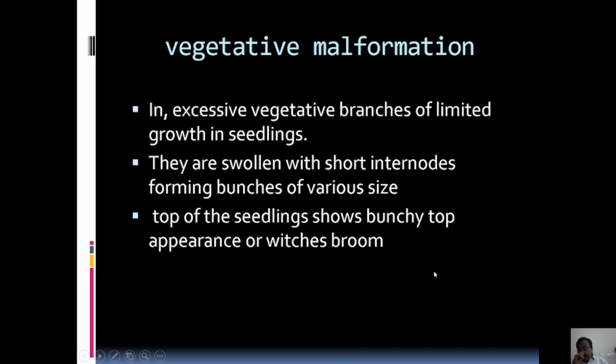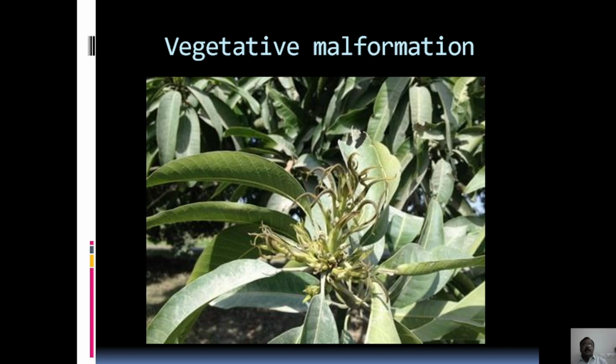And then the second phase is the vegetative malformation. The excessive vegetative bunches with limited growth are predominantly noticed, and these are with swollen and shortened internodes forming bunches of crowded leaves of various sizes. The top of the seedlings shows a bunchy appearance which may resemble a witch's broom, and hence it is mentioned as a witch's broom symptom. And this is the typical vegetative malformation formed by the pathogen Fusarium moniliforme.